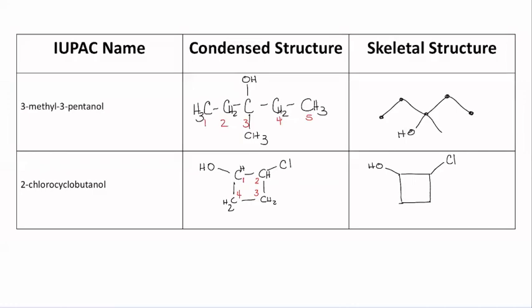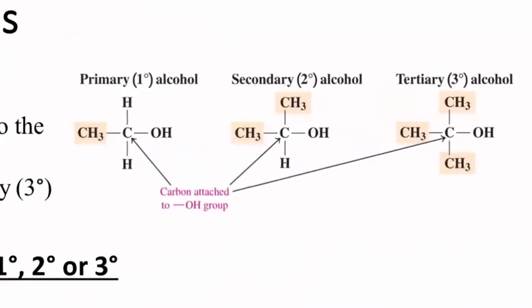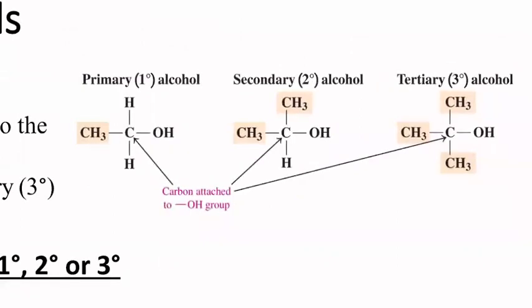The next thing that we need to know about alcohols is that alcohols can be classified depending on the carbon atoms that are attached to the carbon that is holding the OH, okay? When it comes to the classification, we can classify our alcohols as primary alcohols. A 1 with that zero in the corner doesn't say 1 degree or 2 degree, 3 degree. No, that's primary, secondary, and tertiary. That's the correct terminology for the classification of our alcohols.